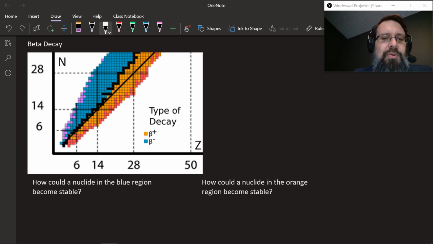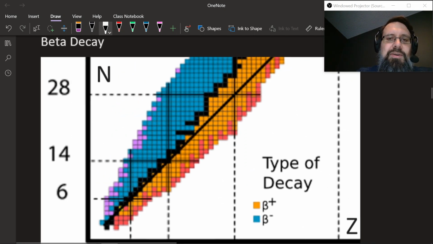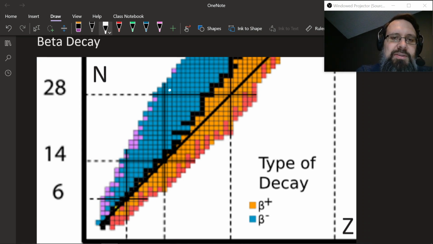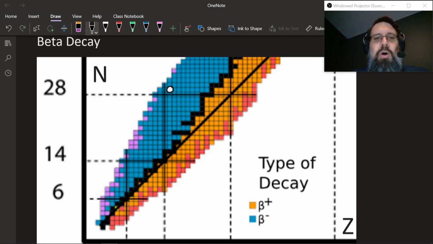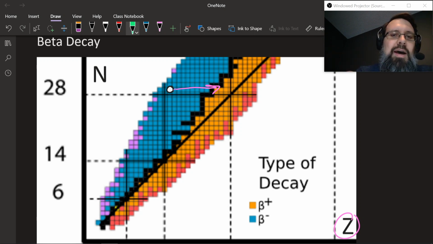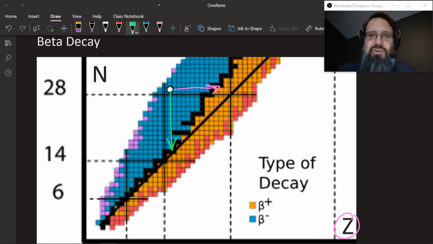All right, so how could a nuclide in the blue region become stable? If I was a nuclide up here, let's say I'm that one and I'm unstable, and I want to become stable, what do I do? Well, there's two things you can do. I could go this direction by gaining protons, and that would allow me to become stable. Or I could drop down to here by losing some of those extra neutrons.